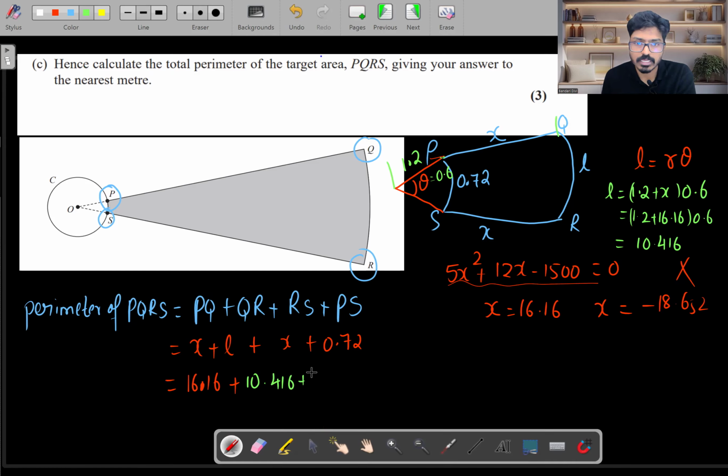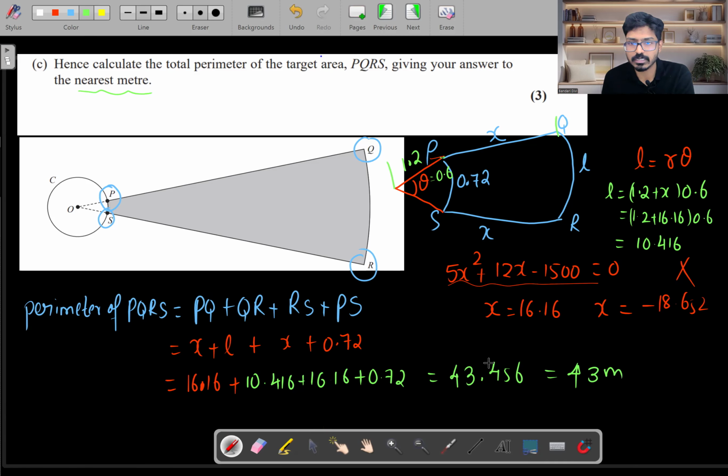So that is our L value, 10.416, plus 16.16 plus 0.72. These are the values. If you add all of these, we are going to get 43.456, and then we can round it off to the nearest meter, which is 43 meters.